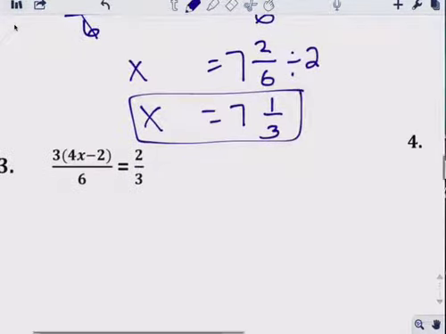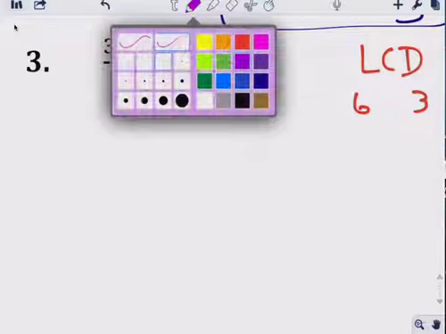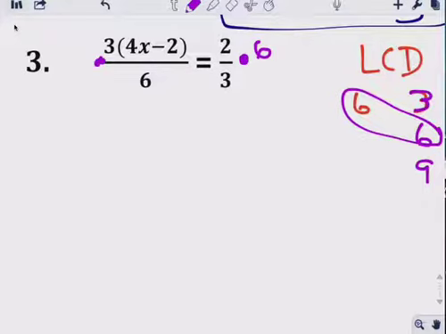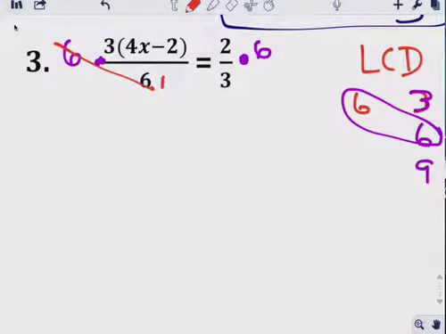Now number 3. Least common denominator is, there's 6 and 3. Count by the smallest. Here, 3, 6, 9. Oh, 6 the same. We can stop. Least common denominator 6 times by 6 to both sides. Cross cancel. That leaves 1 and 1. 1 times 3 leaves 3. That leaves everything the same.